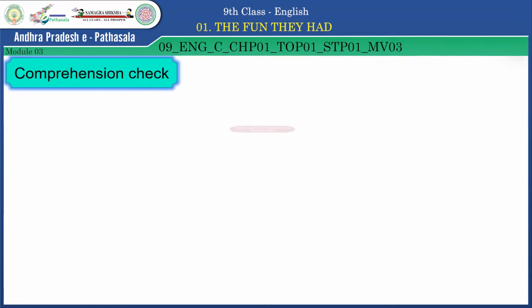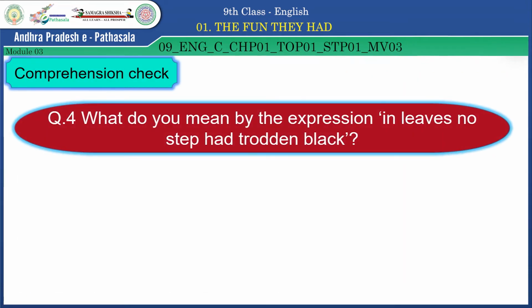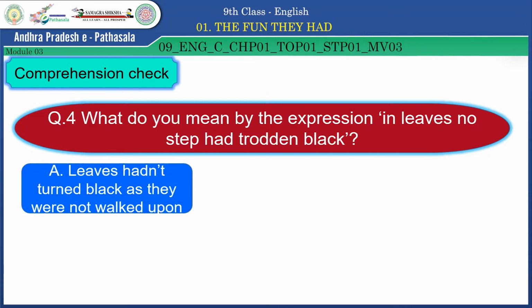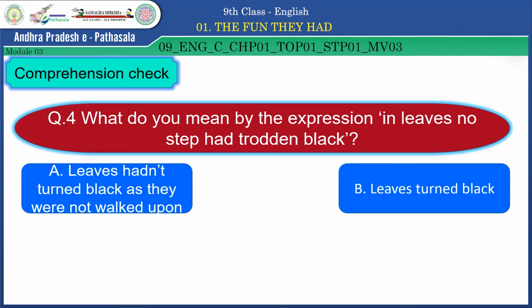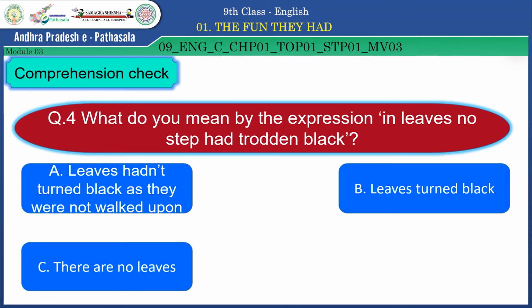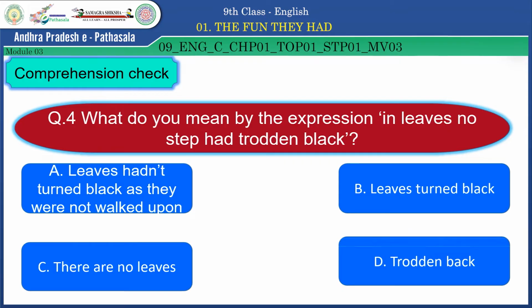What do you mean by the expression in leaves no step had trodden black? Do you mean to say that leaves hadn't turned black as they were not walked upon? Or leaves turned black? Or there are no leaves? Or trodden back? What is your answer?